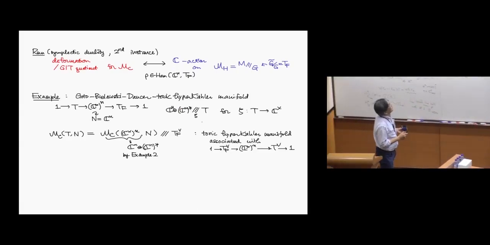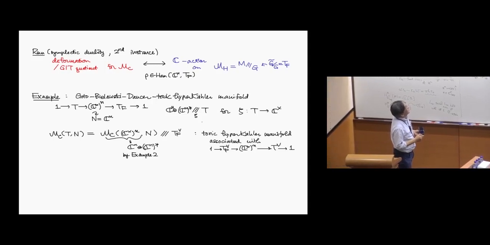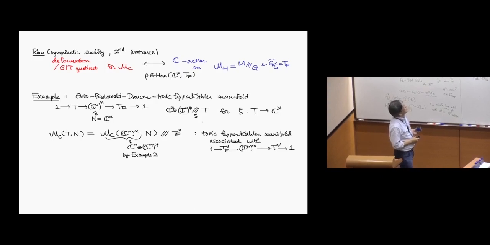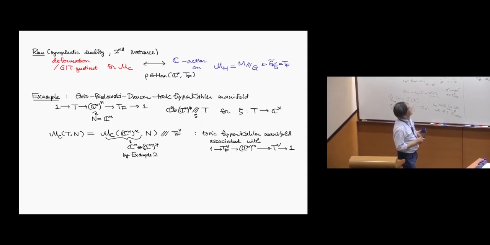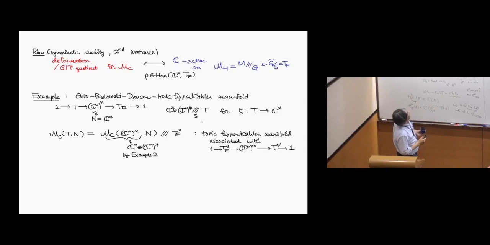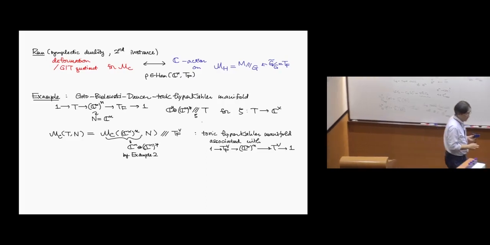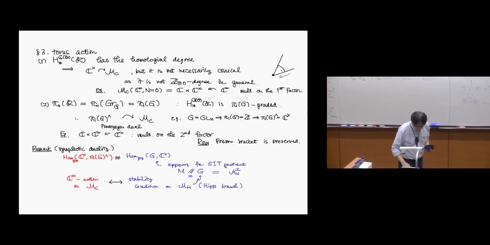So Higgs branch is defined as a quotient, symplectic reduction. Then if M is a representation of a larger space, you naturally have the quotient action of the quotient group on this symplectic reduction. This is a typo. This is C star. Okay, so you have C star action on the Higgs branch, which corresponds to the deformation of GIT quotient for the Coulomb branch. So recall, we have just the opposite one.